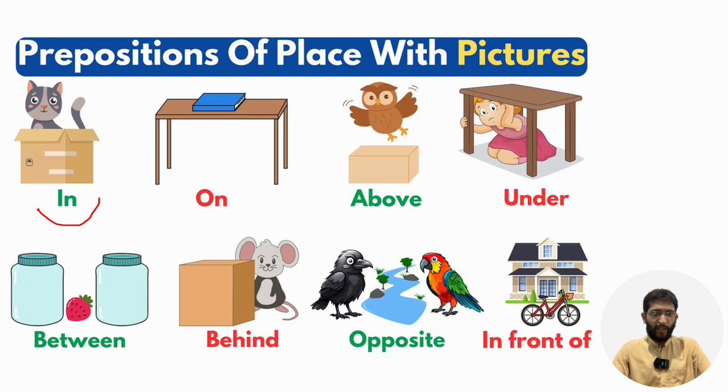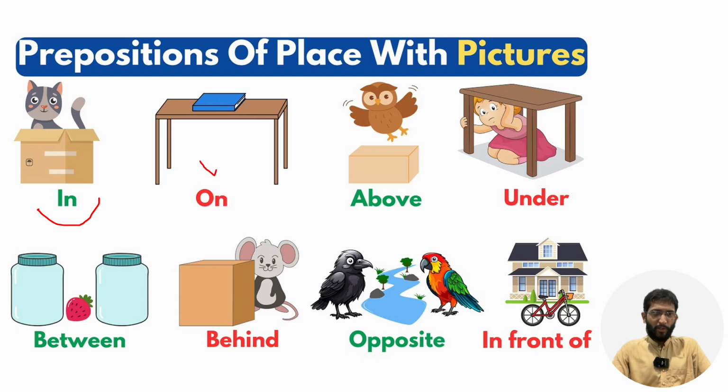For example, the cat is in the box. So you can make simple sentences. The boy is in the ground. The book is in the bag. The phone is in my pocket.